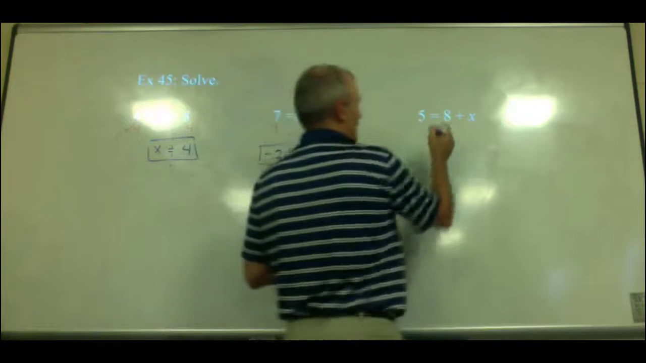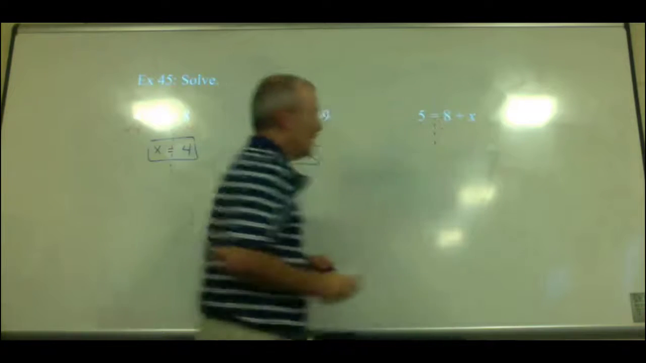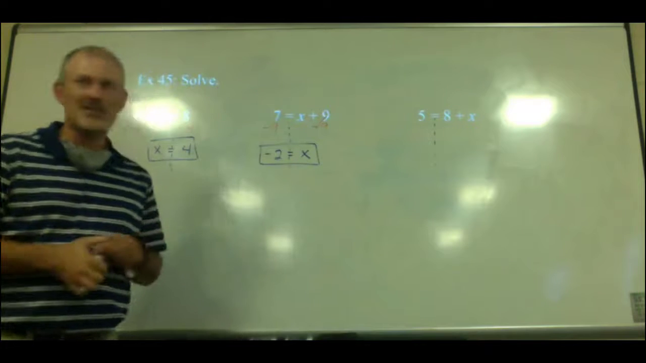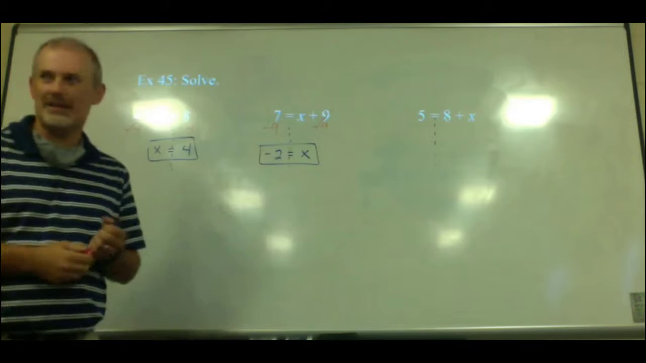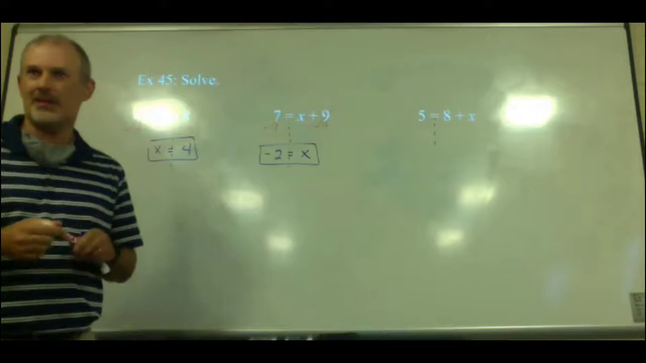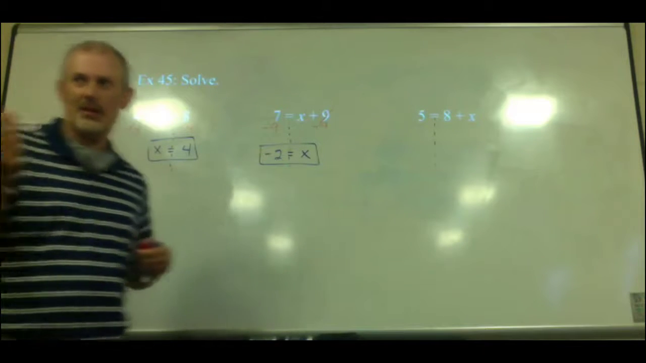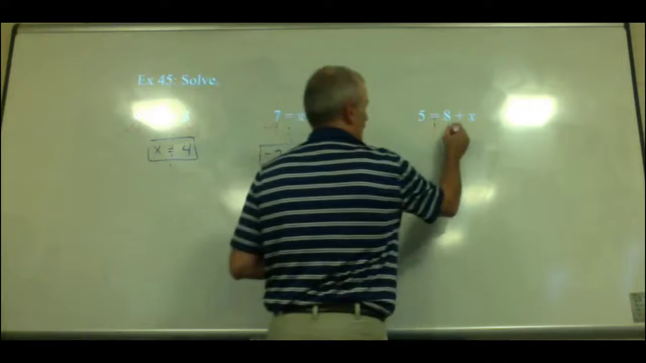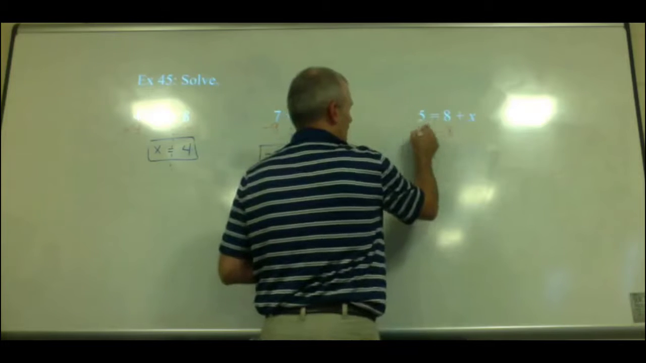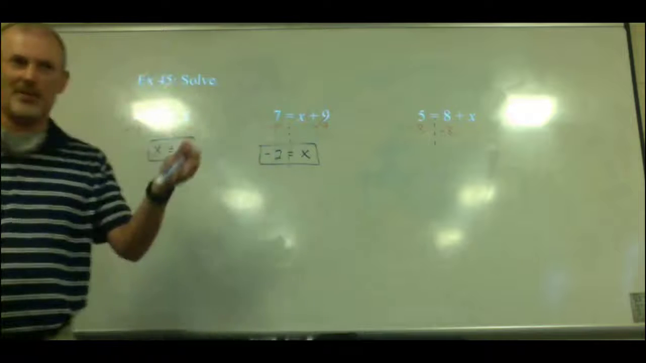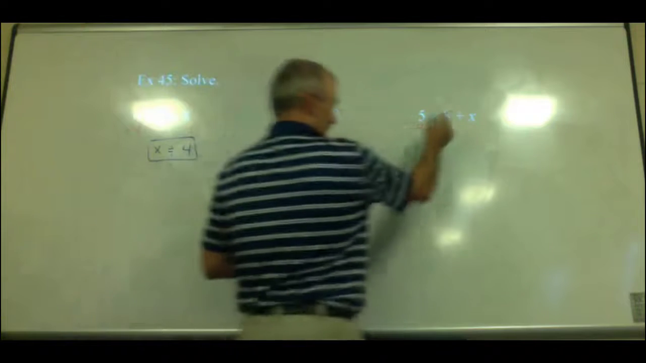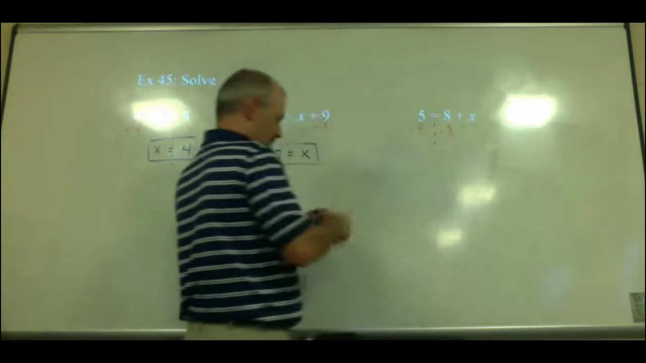Next one, our boundary, again right here by the equal sign. So what's by the x that we need to get rid of? The 8. How do we get rid of that 8? Subtract 8. Everybody okay with that? So we subtract 8 on the right, and also on the left. Both sides, again, do the same thing on both sides. 8 minus 8, again, cancels out.